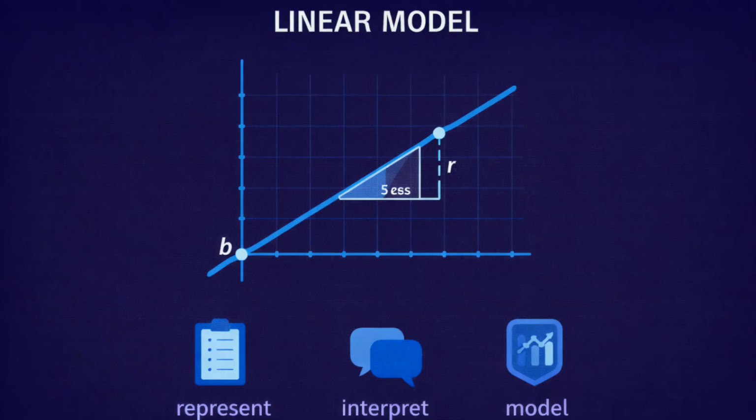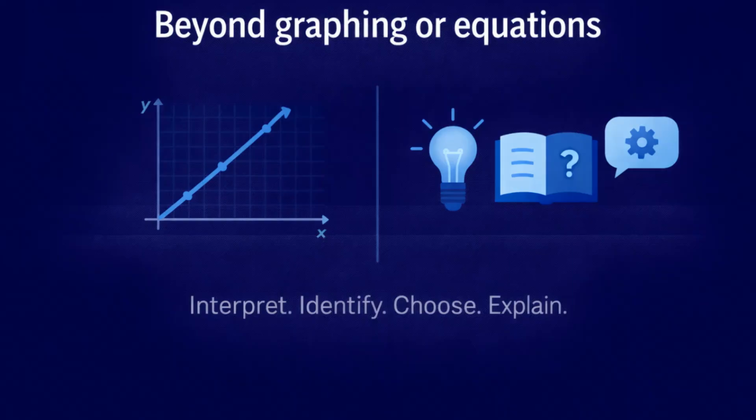Consider a common 6th to 12th grade standard related to linear relationships. The language might ask students to represent a linear relationship, interpret slope and intercepts in context, or model a situation with a linear equation. On the surface, this looks like graphing or writing equations. But the standard is not actually about drawing a line. It is about interpreting a situation, identifying a relationship, choosing a representation, and explaining what that representation means.